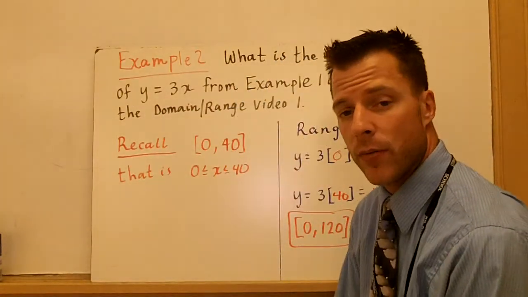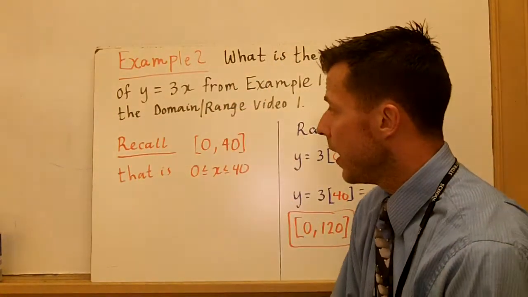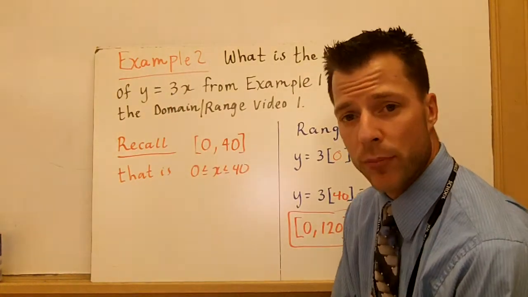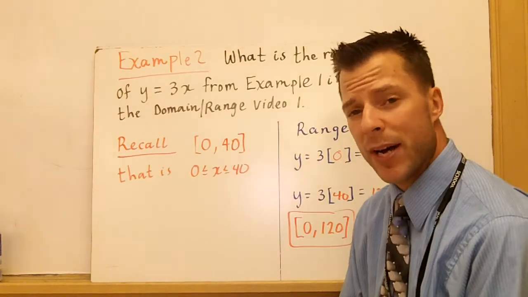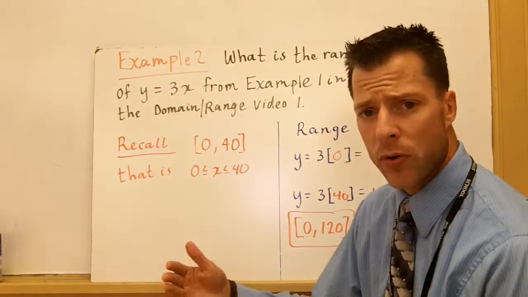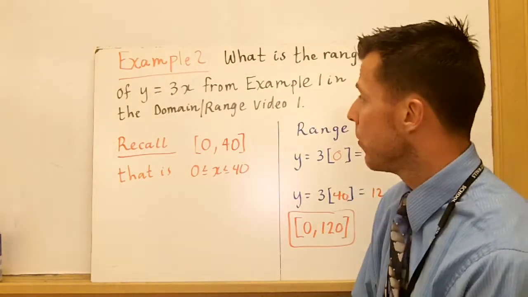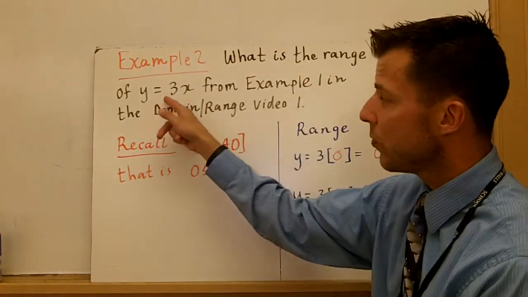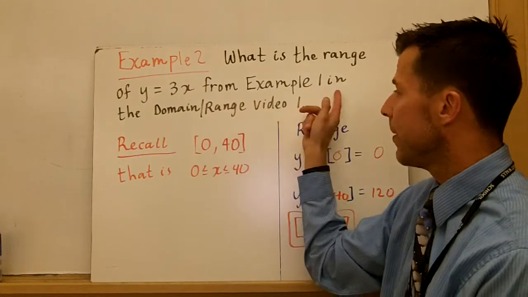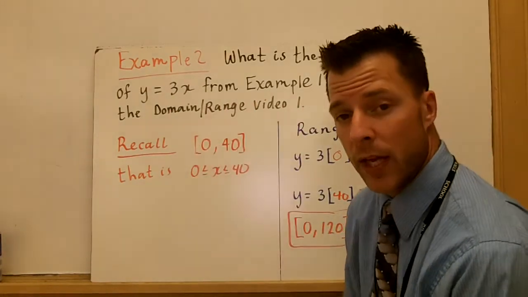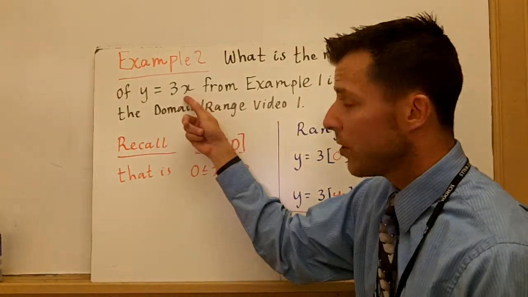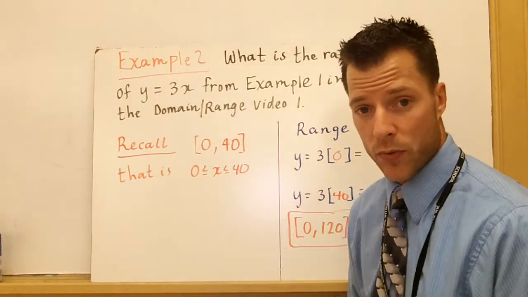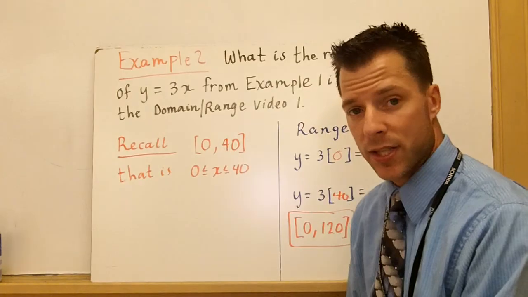Now, in our first video, we were talking about a bus trip, and we had this equation y equals 3x, and people were going to go to a playoff game, and we had a possibility of at most 40 people going, or as few as 0 people going on the bus. So when you look at example 2, what is the range of y equals 3x from example 1 in the domain and range video? In general, a linear equation would have a range of all real numbers. Everything would work. But we have to look at the context of the problem.